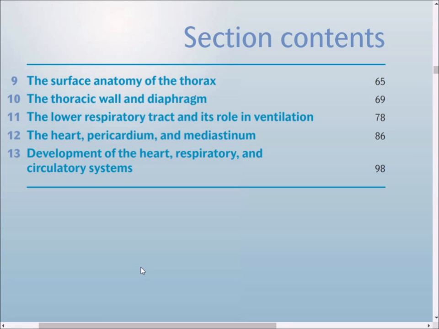The surface anatomy of the thorax, the thoracic wall and diaphragm, the lower respiratory tract and its role in ventilation, the heart, pericardia, mediastinum, development of the heart, respiratory and circulatory system.